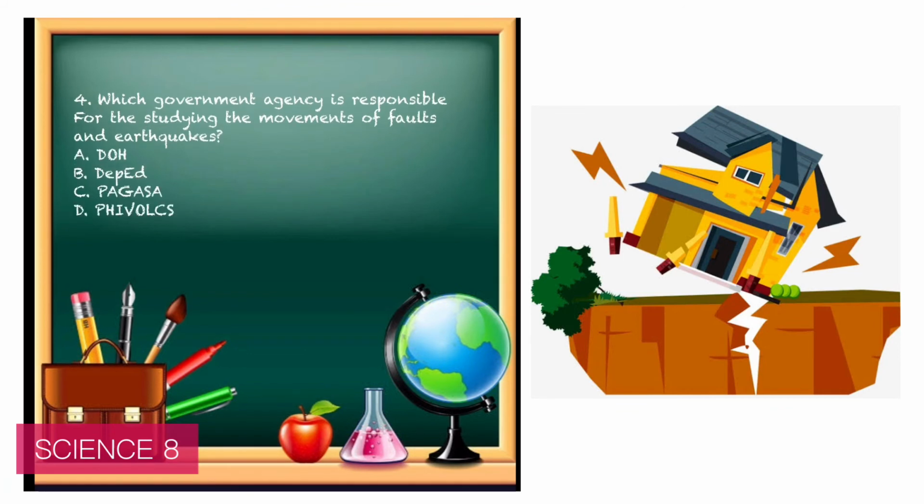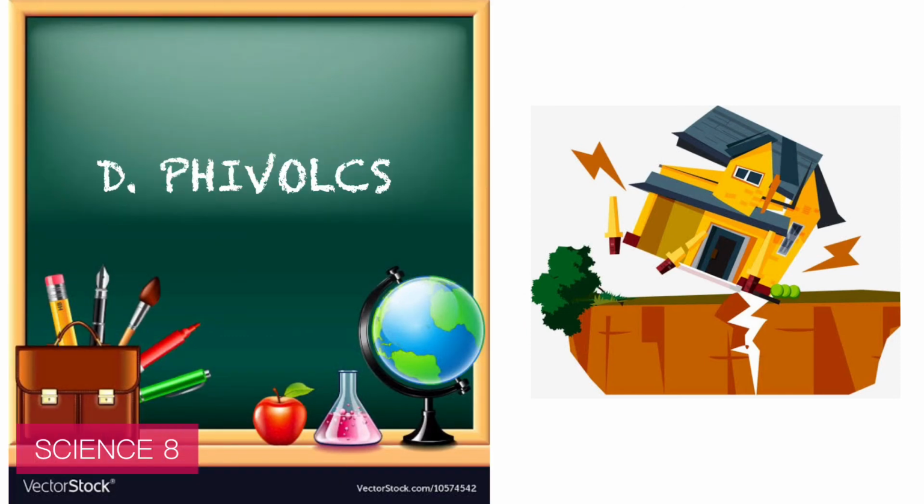Number 4. Which government agency is responsible for studying the movement of faults and earthquakes? A. DOH, B. DepEd, C. PAGASA, D. PHIVOLCS. The correct answer is letter D, PHIVOLCS.